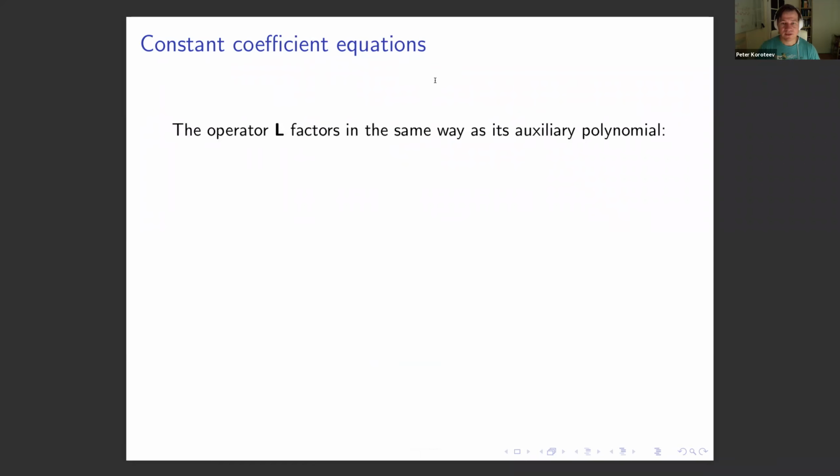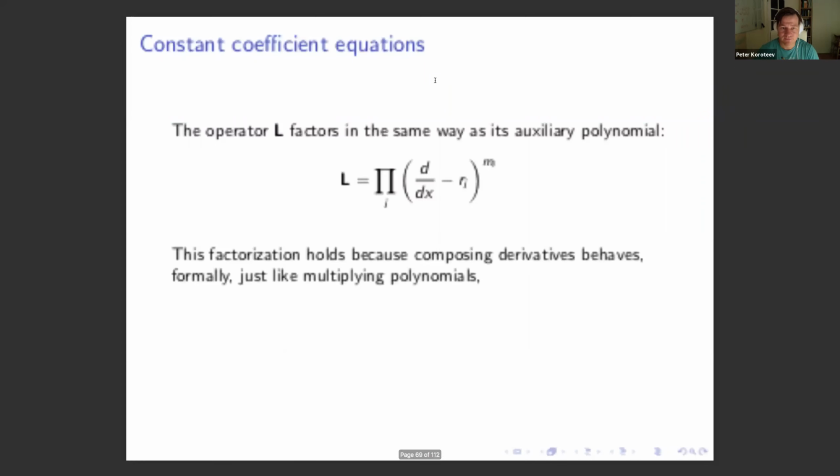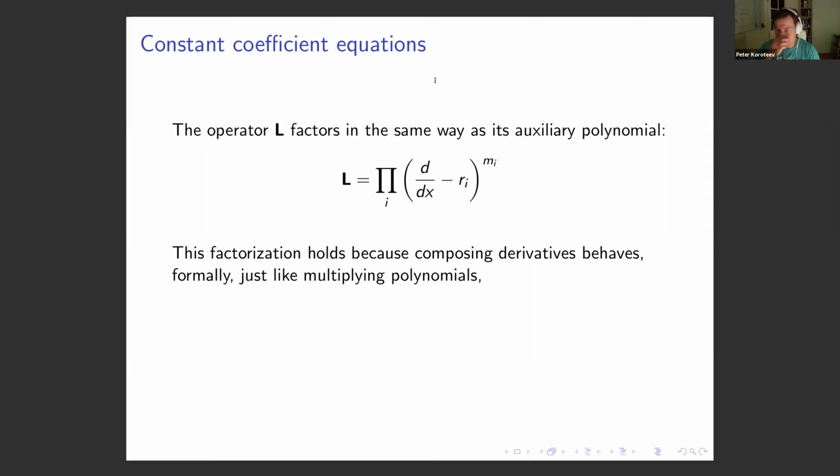So this operator factors in the same way as its auxiliary polynomial, right? This is the factorization of L in terms of products of first order differential operators, maybe raised to some powers. Now, it's true because composing derivatives behaves formally just like multiplying polynomials, as we discussed. Those are linear transformations, and they commute with scalar multiplication, as you can multiply by a scalar before or after acting with L.